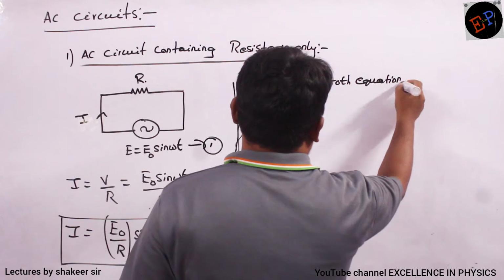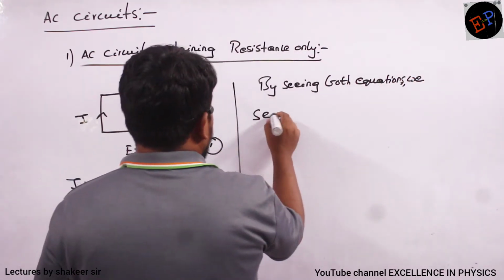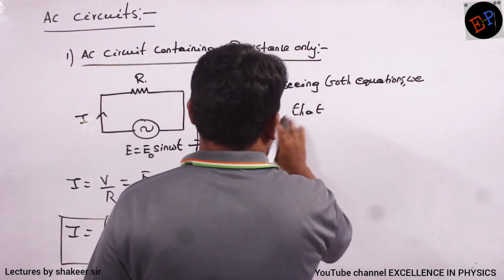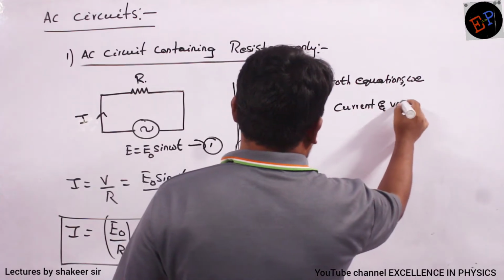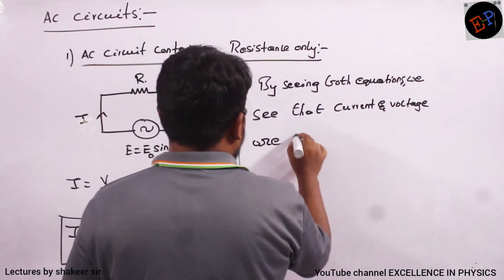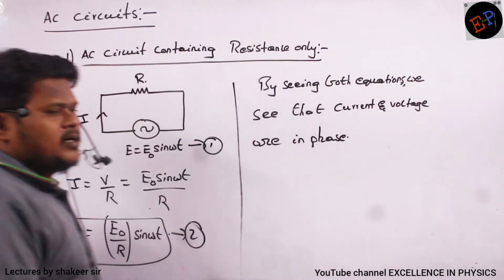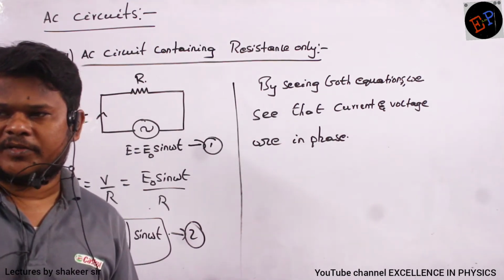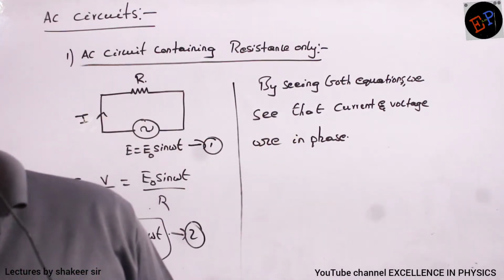Okay, we see that current and voltage are in phase. Current and voltage, they are in phase. In phase means what? There is no phase difference between them.